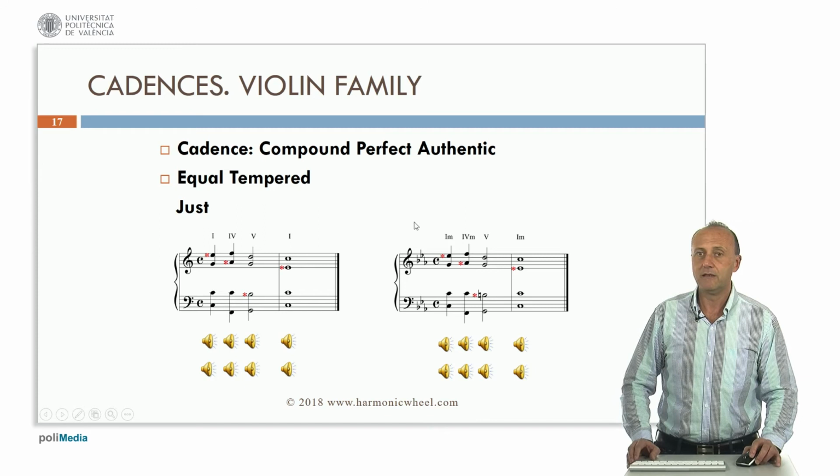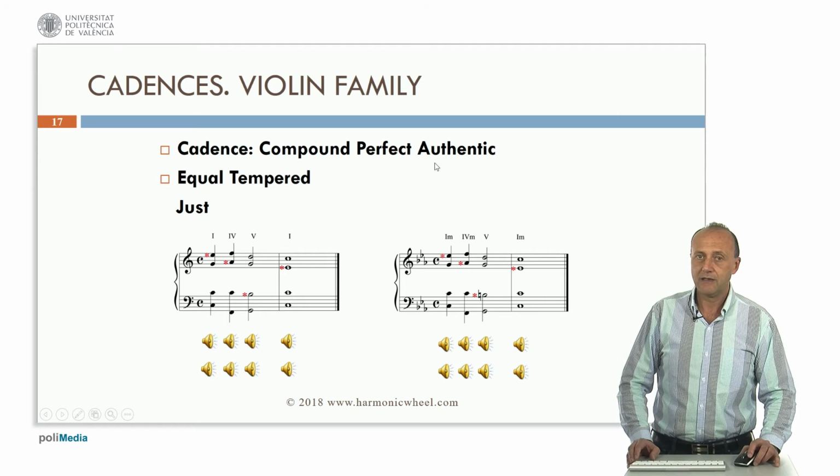mode. Both are compound, perfect and authentic cadences. Let's start with the cadence in major mode. Let's listen chord by chord. The first one in equal temperament and just intonation. The difference is note E. The notes that change in both systems are marked with an asterisk.